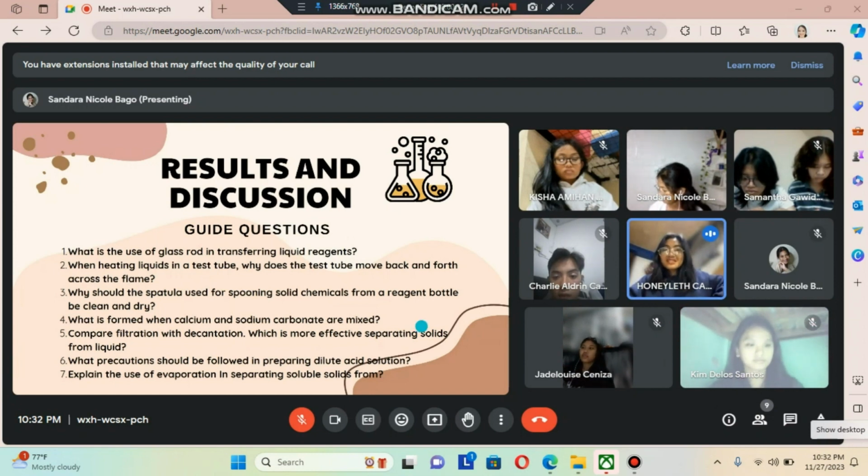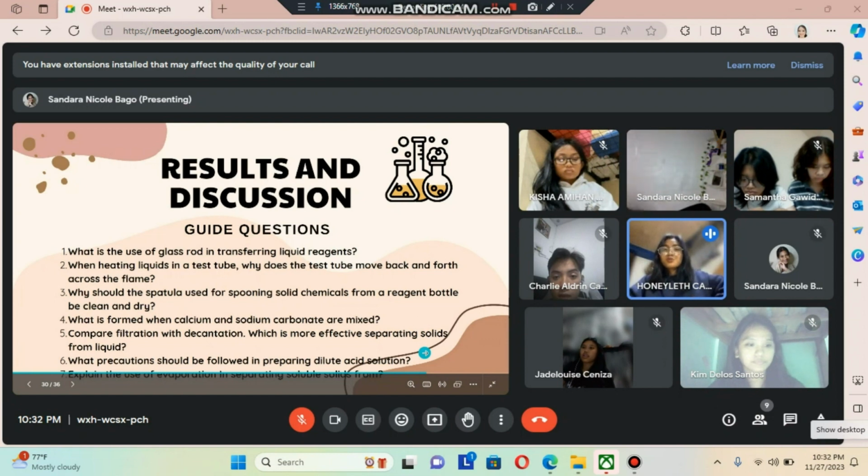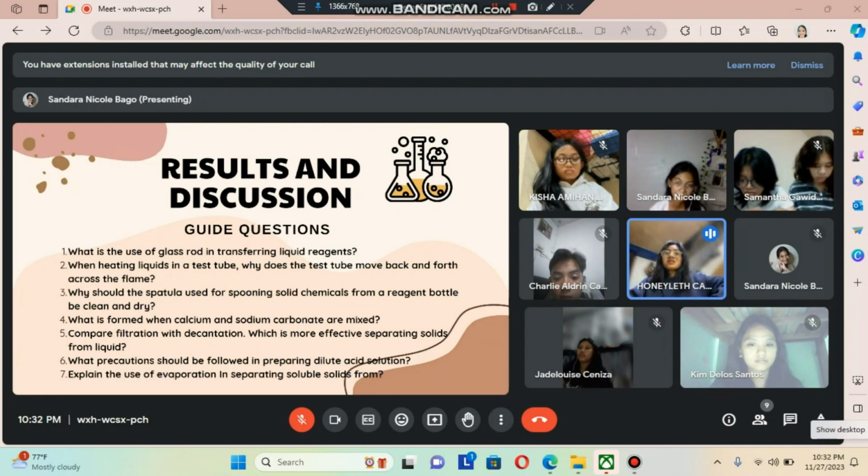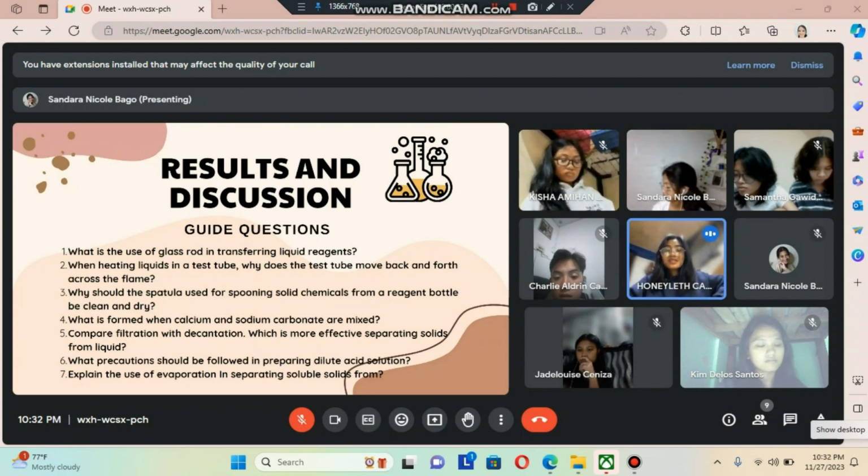Next question is, when heating liquids in a test tube, why does the test tube move back and forth across the flame? When heating liquids in a test tube, it is moved back and forth because, first, it is the proper way of doing so for the sake of the uniformity of heating the glass. Because if you don't do the proper way of heating the liquid, the test tube might break and cause harm to anyone who's in the lab.